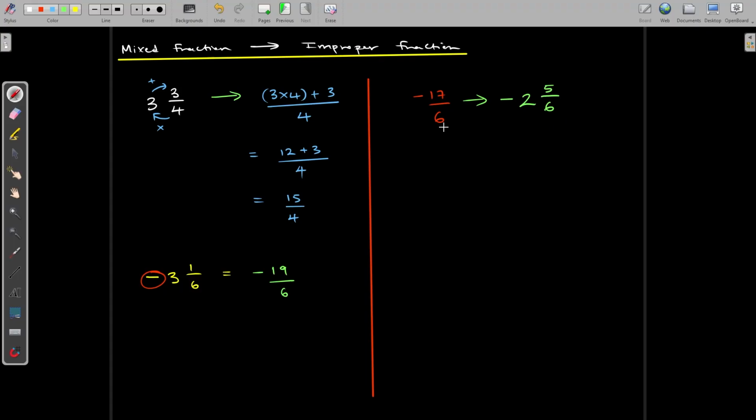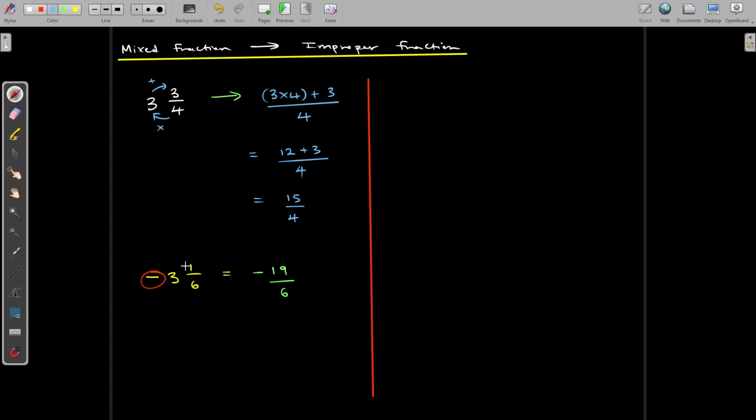So is this the same thing as this? So we can't look at it like that. If we're working from a mixed fraction to an improper, we have to ignore the negative sign.